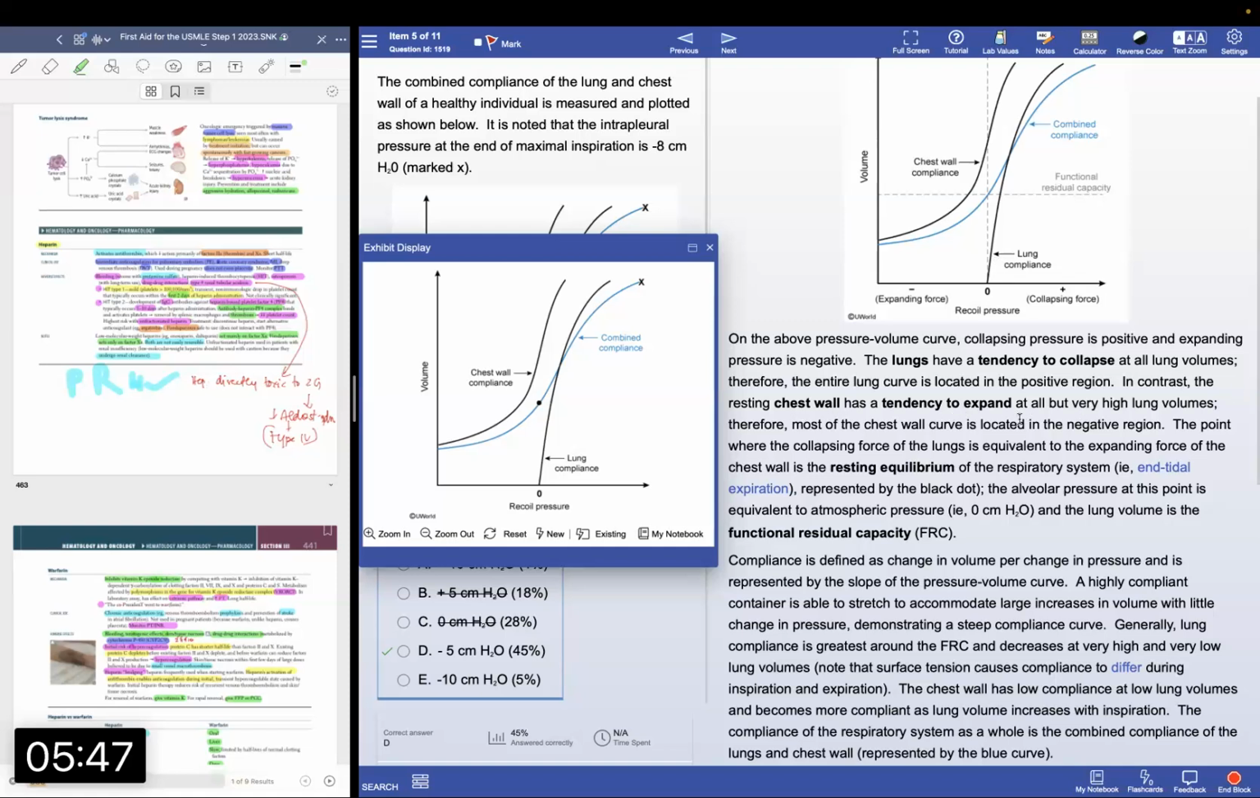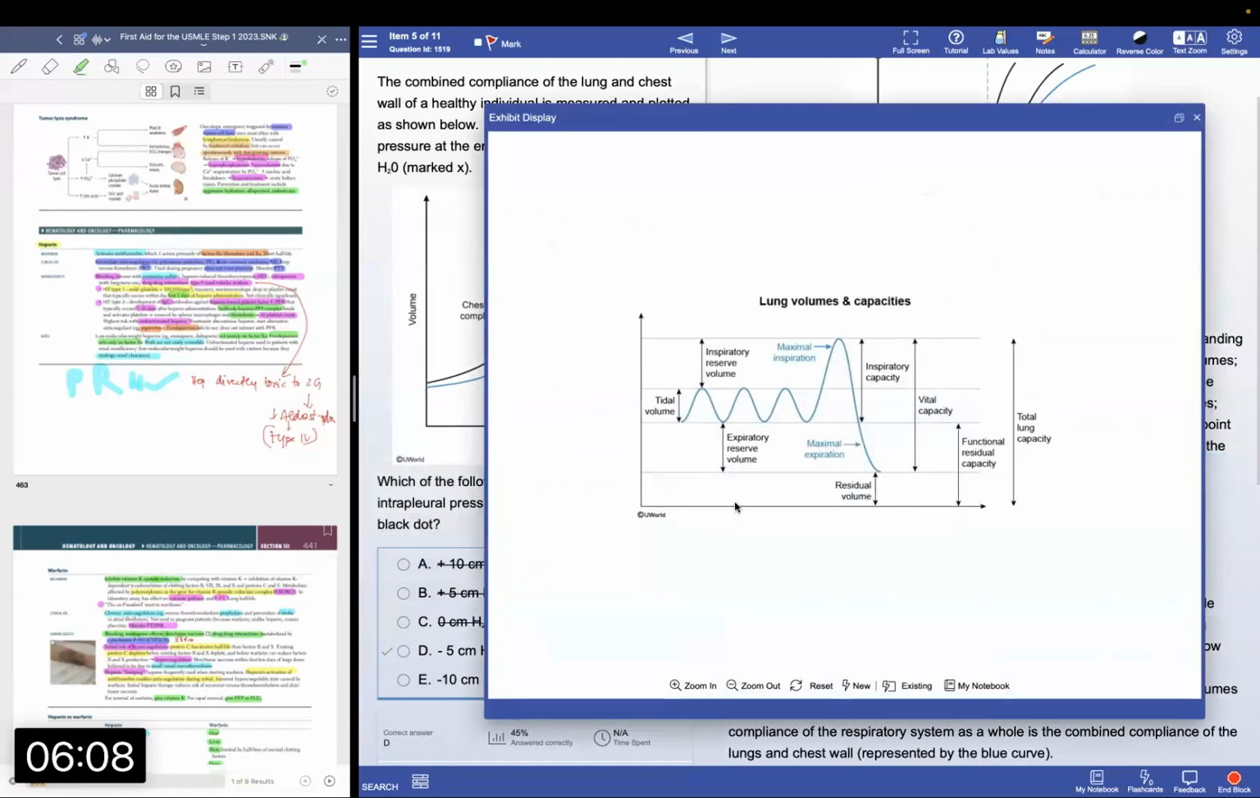In contrast, the resting chest wall has a tendency to expand at all but very high lung volumes. Therefore, most of the chest wall curve is located in the negative region. The point where the collapsing force of the lung is equivalent to the expanding force of the chest wall is the resting equilibrium of the respiratory system. That is the end tidal expiration point, represented by the FRC remaining at that point, end of tidal volume. So this part is nothing but the functional residual capacity.